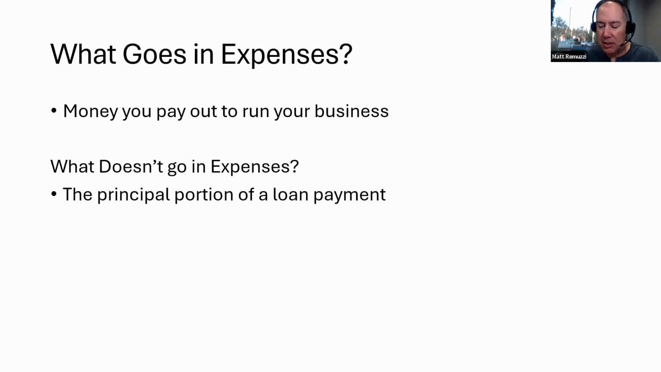Now, this is one that is hard for people to wrap their heads around because if I borrow money and I have to make payments every month of $1,000, that's an expense. It's for my business. My business is paying it. Why wouldn't the $1,000 go in the expense section of a profit and loss? I'm paying it out. It's reducing the amount of money that I get to take home. Isn't that reducing my profit?